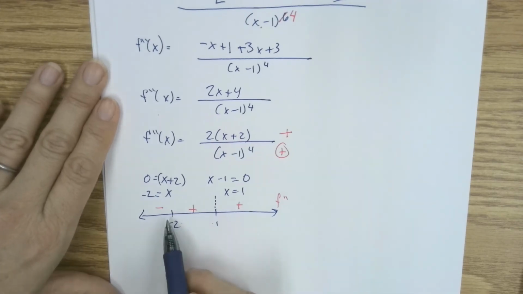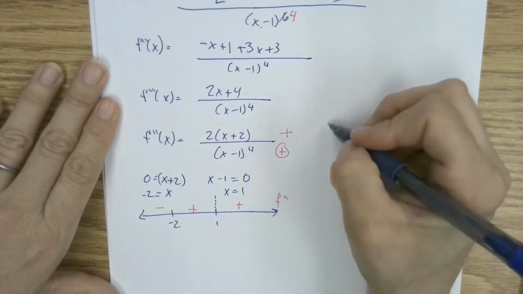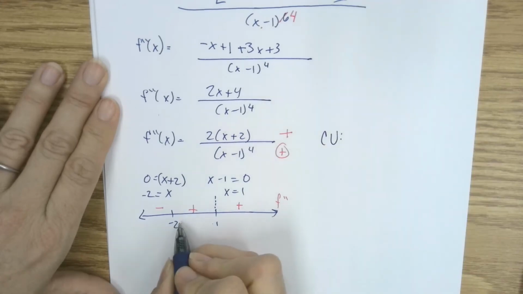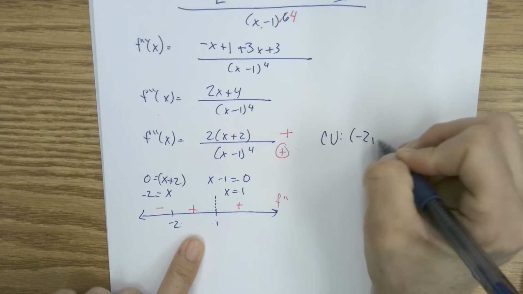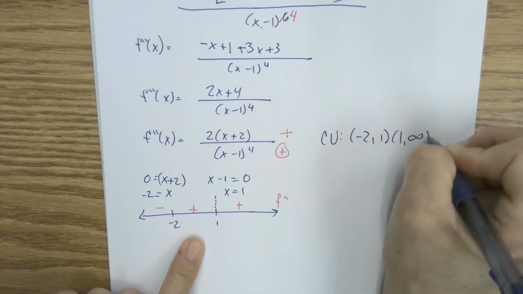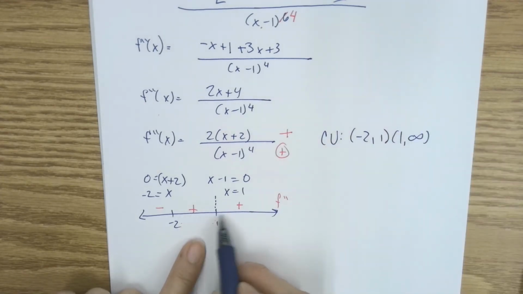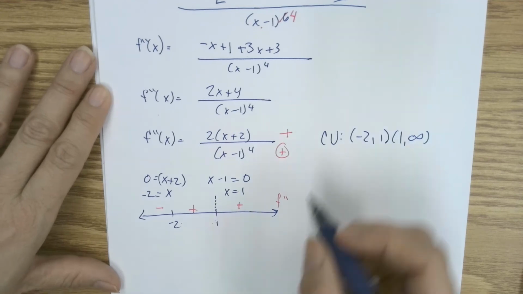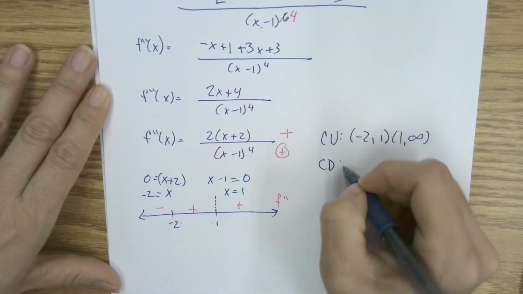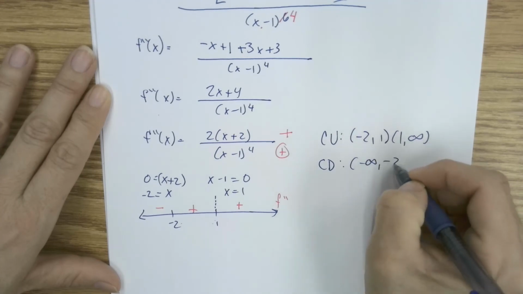All right, so we're going to identify our concave up and our concave down intervals. This is concave up everywhere that this second derivative is positive, so that would be from negative 2 to 1, and also 1 to infinity. We do list this as two separate intervals because at 1, our derivative either was equal to 0 or didn't exist. So it was definitely not concave up at 1. And it is concave down from negative infinity out to negative 2.